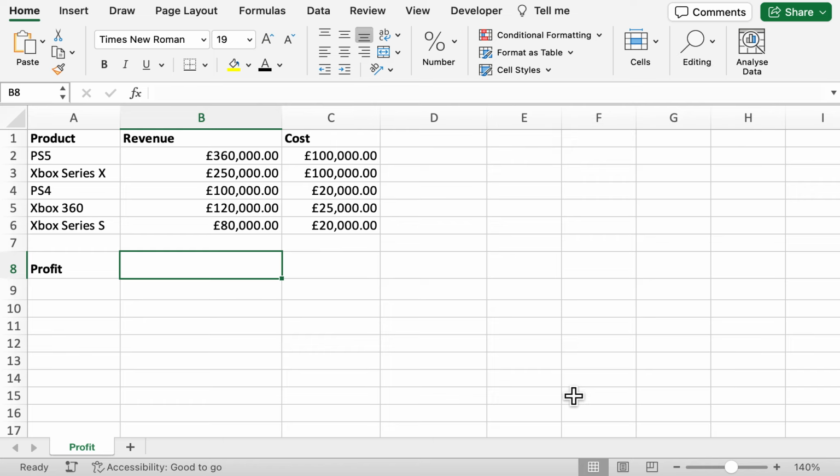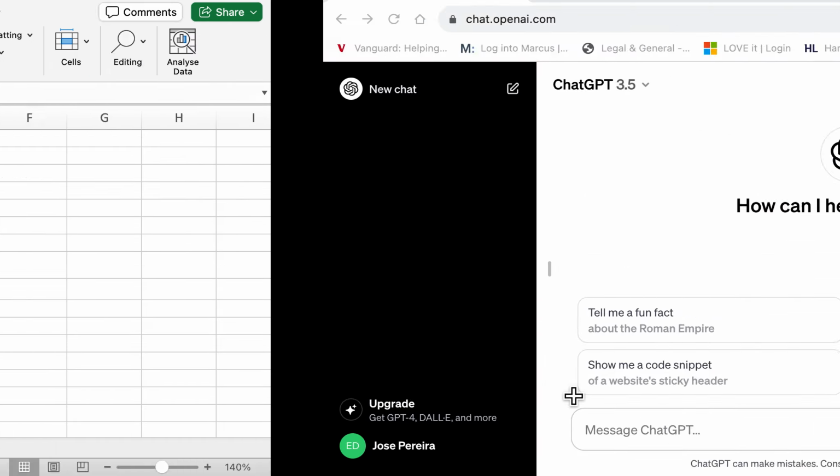So what we've got here is some dummy data on some different consoles, and we're going to look to calculate the profit of these consoles with the help of ChatGPT. So first things first, you'll need to have an account for ChatGPT to be able to use it, obviously, and we're just going to head over now.